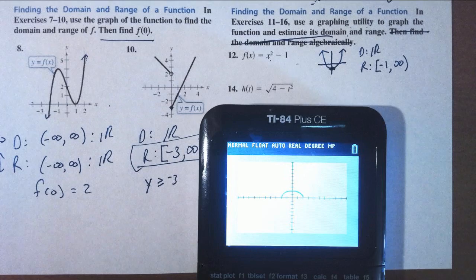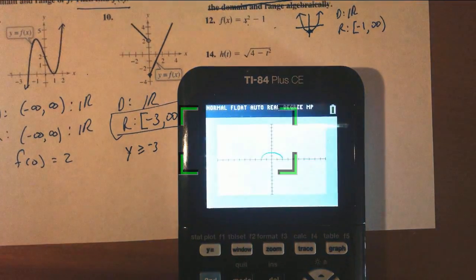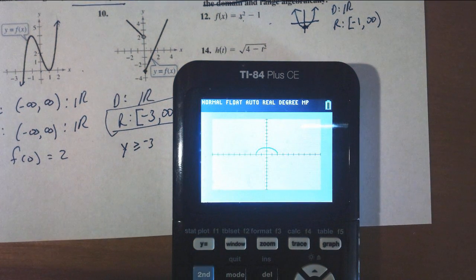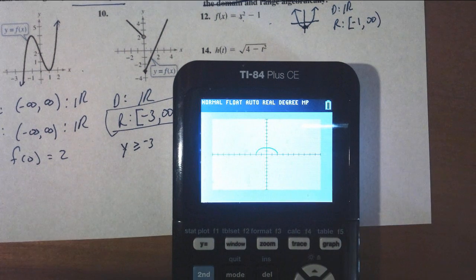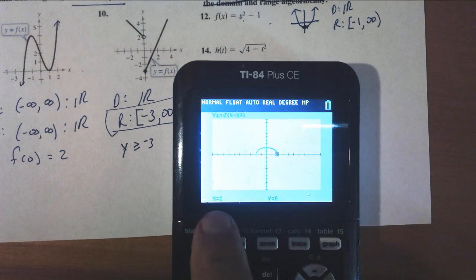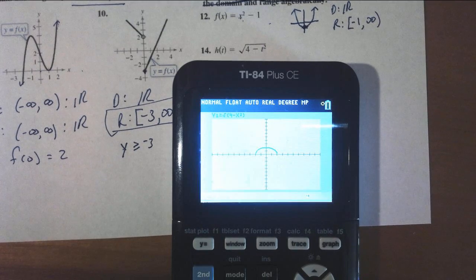Okay, and let me reset this so we get a little bit better look at that. Darken it up a little bit here. Okay, appears as though it goes from -2 to 2, and I might want to just hit trace and put in 2, and I see the graph does exist there. We got a value at 0. If I put in -2, the graph does exist there. Let's go to 2.01. Oh, there is no y value that associates with that. Hopefully you can see that. So I suspect the graph exists from -2 to 2.